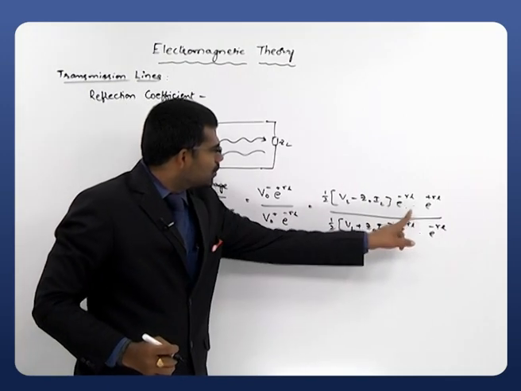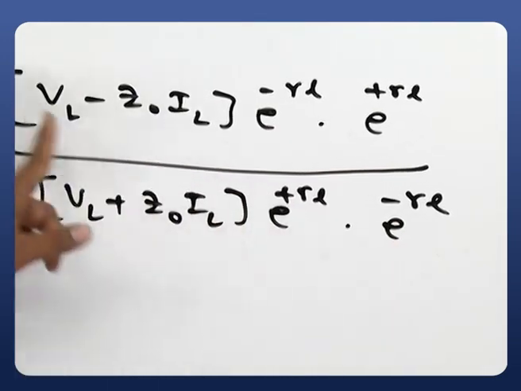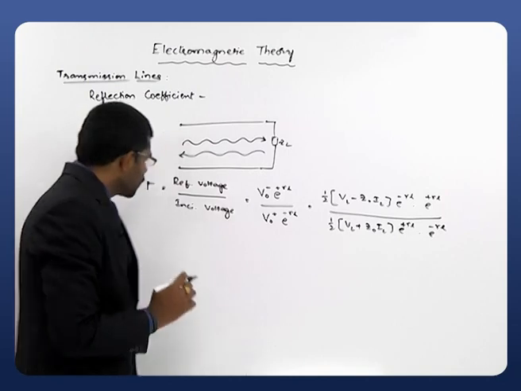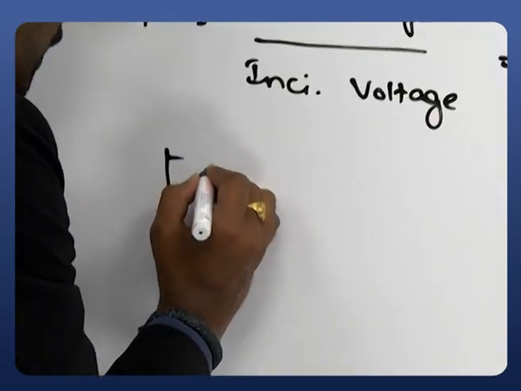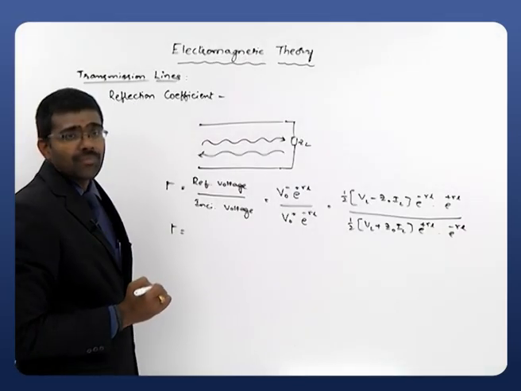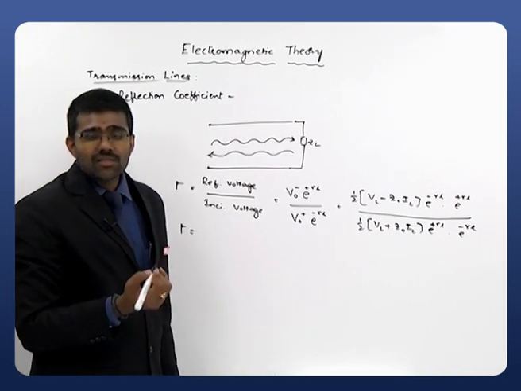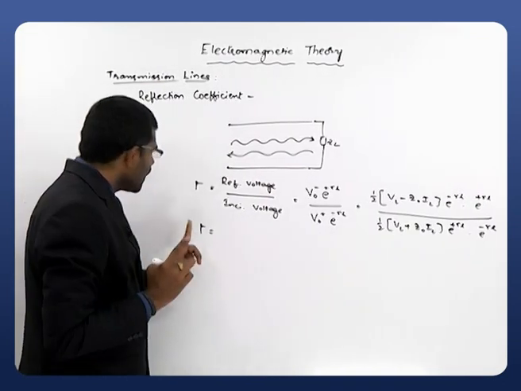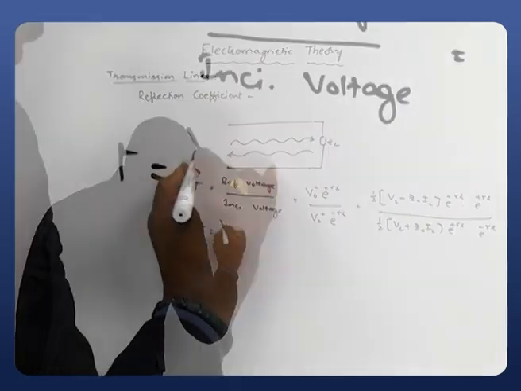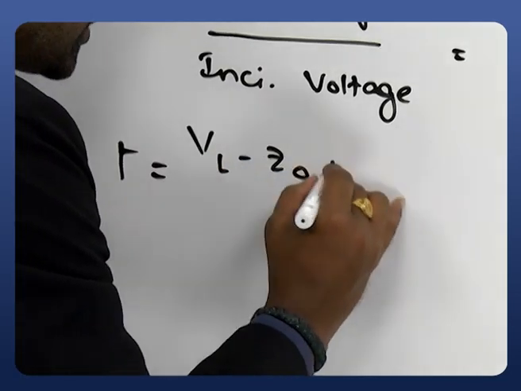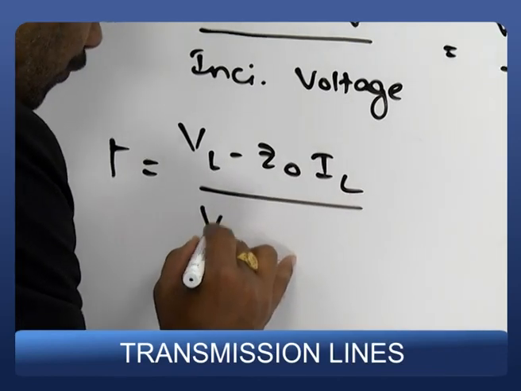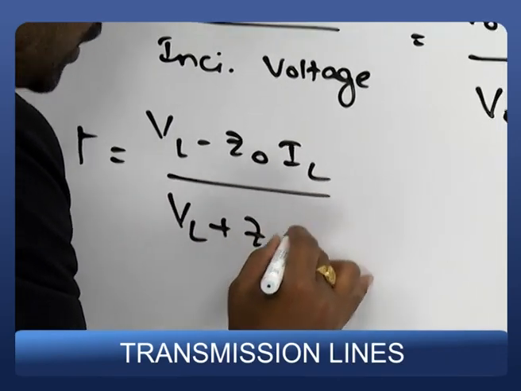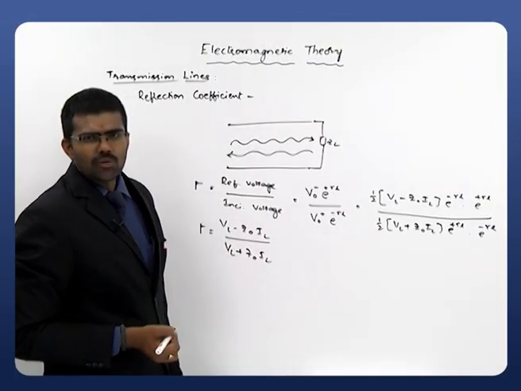If you simplify this one, these two terms will be cancelled, these two terms will be cancelled, the half will be cancelled. So the reflection coefficient which is to be observed for the voltage, that's why I specifically mention this as the voltage reflection coefficient at the load. So gamma is equal to (VL minus Z0 IL) divided by (VL plus Z0 IL). That is what you can write.